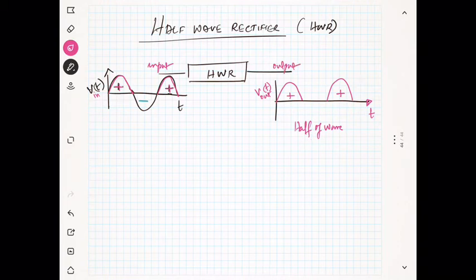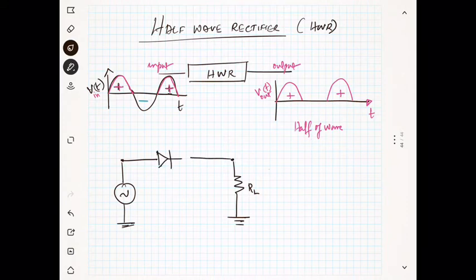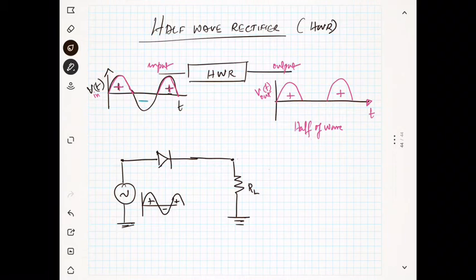So how can we design this? You should have a load, this is the RL, and this is the ground, and you have an input which is given like this. You have to connect the diode like this, and your input is this one, positive, negative. You take your output from here. This is your V out, and this is V in.